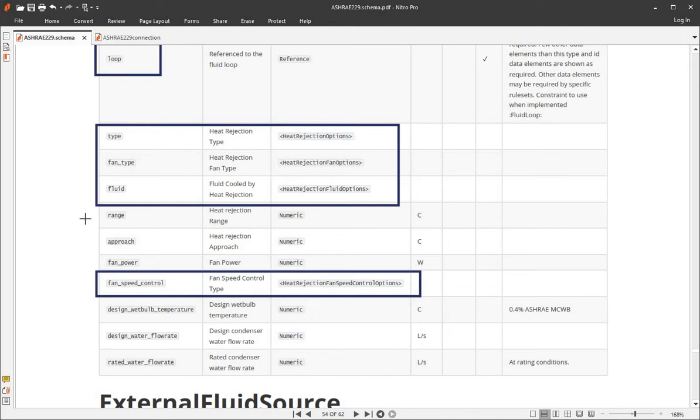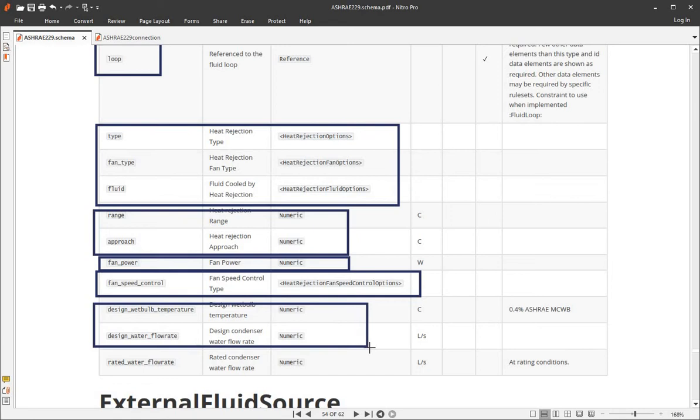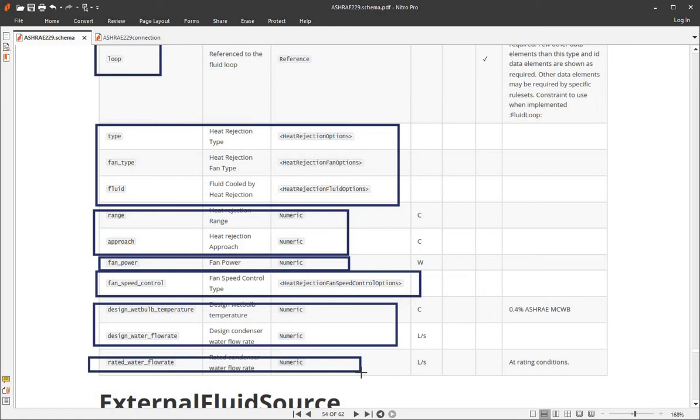Along with that are things that you would typically see as parameters for specifying for any type of cooling tower or an other type of heat rejection system, and that would be range and approach. And then there's also fan power to specify the amount of power the fan itself is consuming. And for the design side, we have 2 parameters having to do with the design wet bulb and water flow rate. And those are the next two parameters. Those are just numeric parameters. And finally, a rated water flow rate. Now that would be at rated conditions. The design ones would be at design conditions, and we specifically suggest using the 0.4% ASHRAE mean coincident wet bulb, but obviously other design conditions might be appropriate.